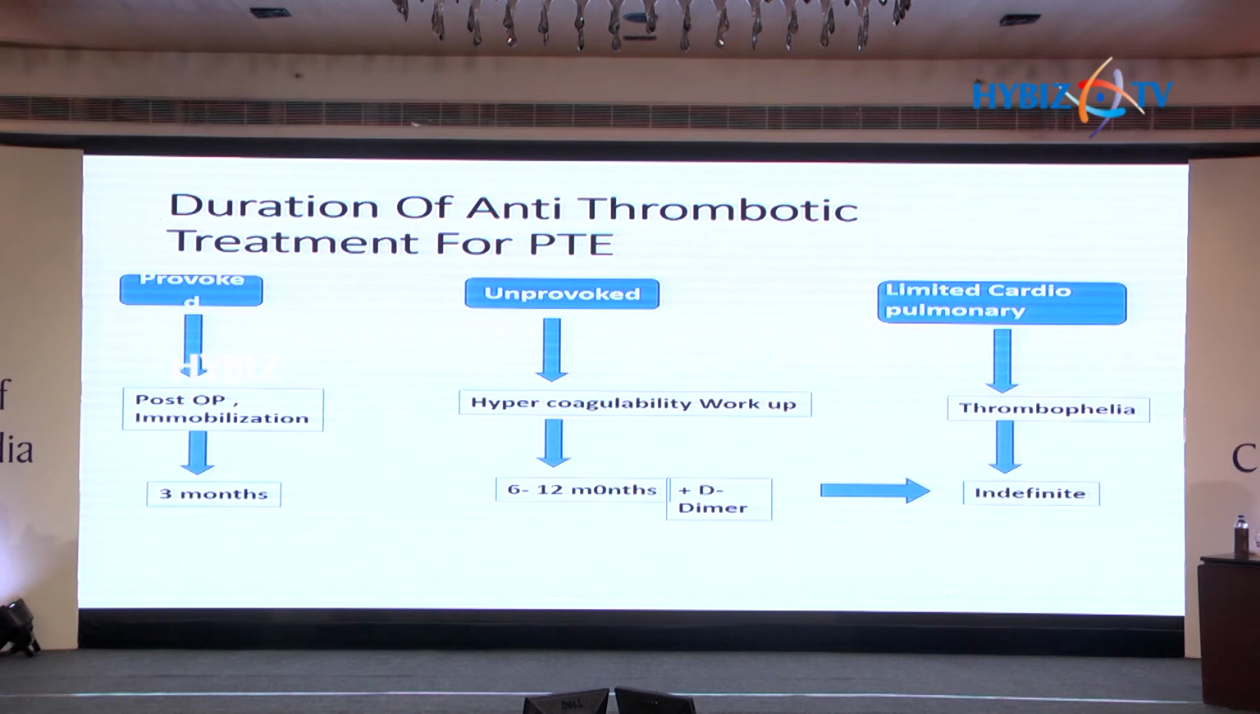So we all know the regimen that we follow. In all patients with provoked PE, 3 months of antithrombotic therapy after thrombolytic therapy. In unprovoked, about 6 to 12 months of antithrombotic therapy with either rivaroxaban or any other orally active anticoagulant. And those patients who have thrombophilic factors require indefinite therapy after the initial thrombolytic therapy.